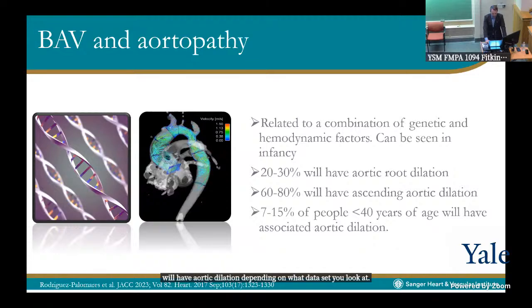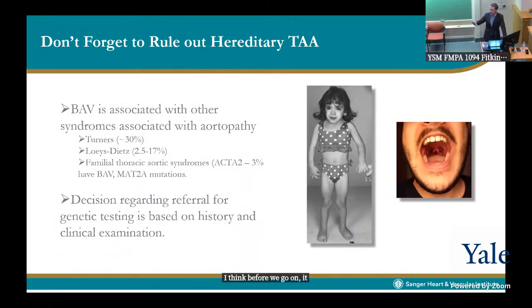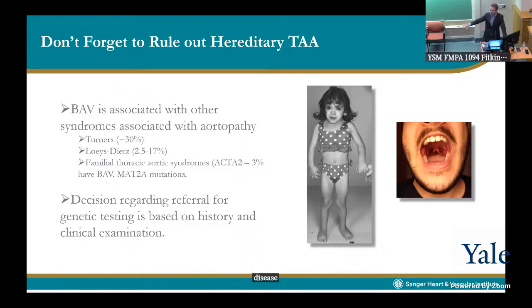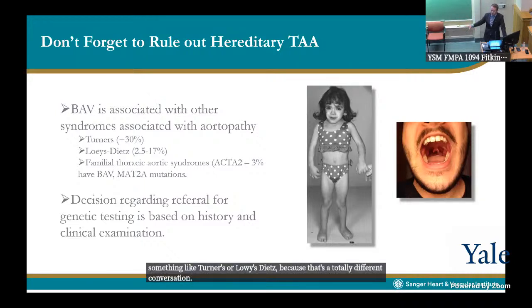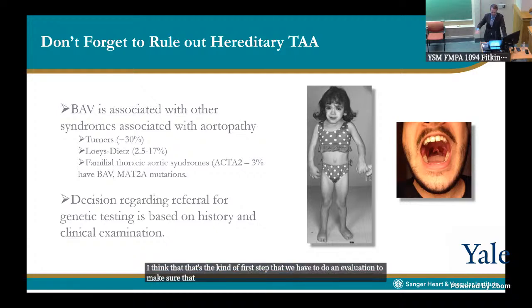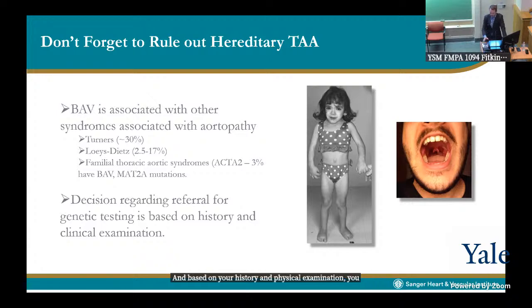I think before we go on, it's important to recognize the first step in this is to make sure that this aortopathy with bicuspid aortic valve disease is not a hereditary problem. This is not something like Turner's or Loeys-Dietz, because that's a totally different conversation. Those individuals are much higher risk. That's the first step that we have to do in evaluation, to make sure that they don't have any of those conditions. And based on your history and physical examination, you may decide to do genetic testing. So we're not talking about those individuals.